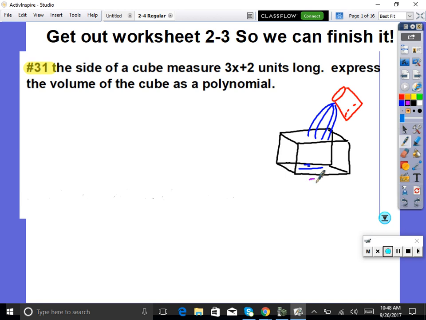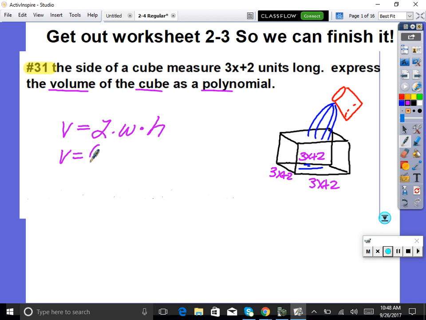So if we know that the length is 3x plus 2, we know the width is 3x plus 2, and the height is? So now let's see what this story problem is asking us to do. It says, express the volume of a cube as a polynomial. Anytime you're dealing with this story problem, you're going to hear me say, set up a true statement, and then if you need to solve, do. But this one says, find the volume. What's the true statement for volume of a cube? Length times width times height, right? So volume is 3x plus 2 times 3x plus 2 times 3x plus 2.